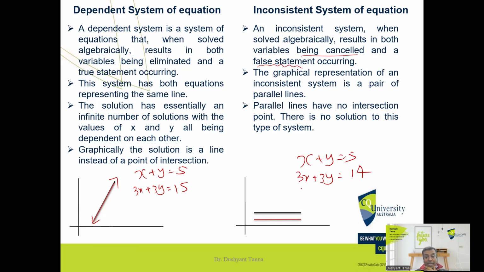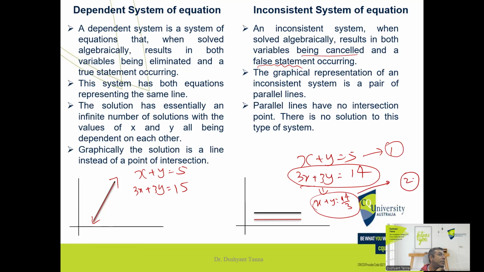If you look at that, divide by 3, how does it look? x plus y is 14 over 3. How is that possible? Equation 1 says x plus y is 5. Equation 2 says x plus y is 14 over 3. Impossible. And that's why they don't have any solution. Well, this one, you times this by 3. That's practically the same line.